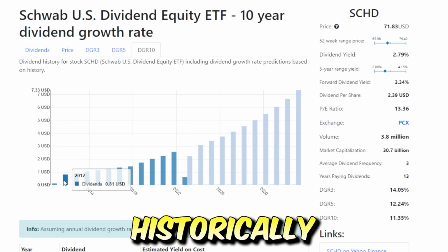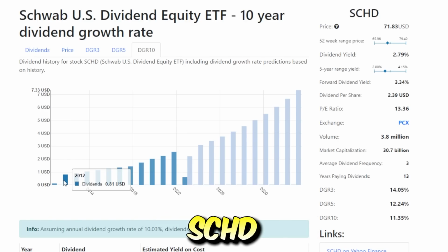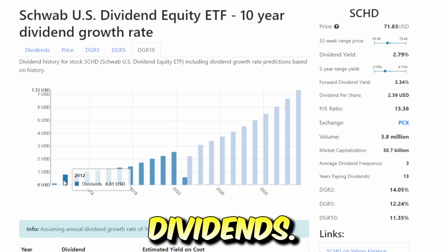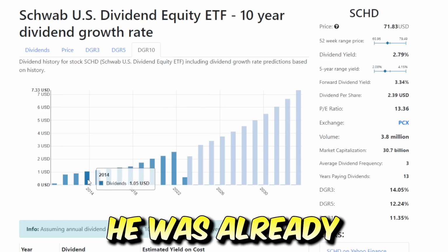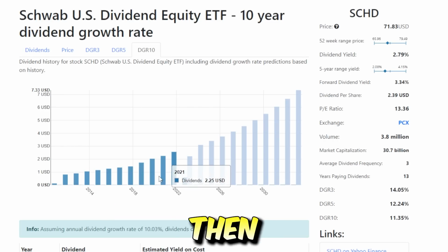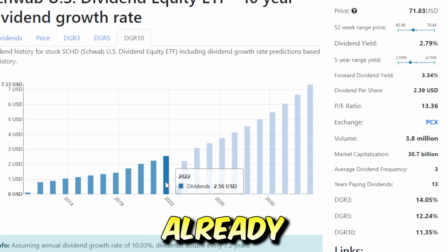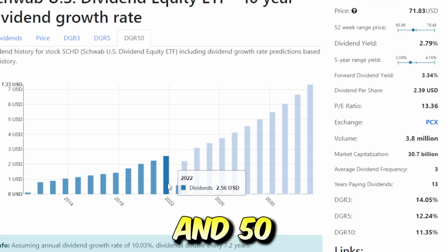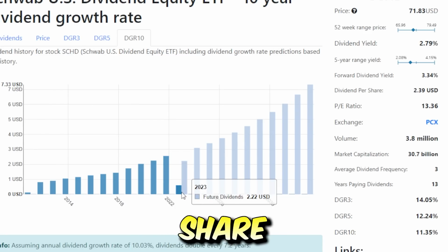And if you look right here, historically speaking, SCHD used to pay just around 81 cents per share throughout a whole year of dividends. Just a few years later, SCHD was already paying over $1 per share. And then just a few years after that, SCHD is already paying around $2.50 to $2.75 per share per year.